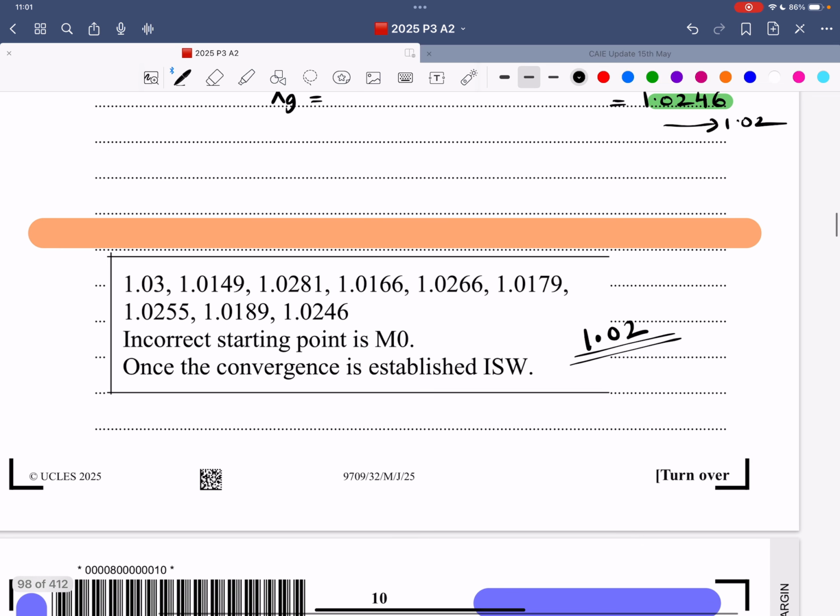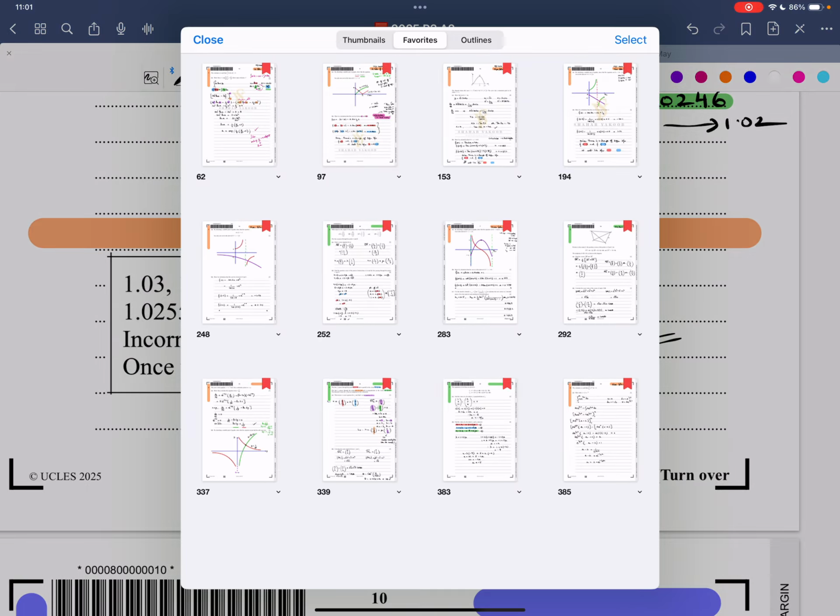Now, with an incorrect starting point, people will be losing a method mark. Once the convergence is established, ignore subsequent working. And that is the final answer. So this one is May, June 2025, variant 32. So now that was the second question.